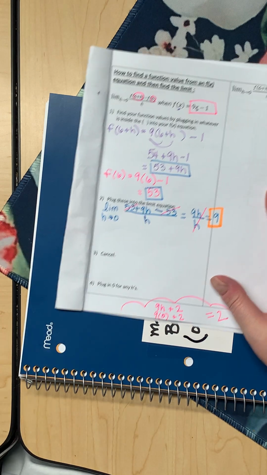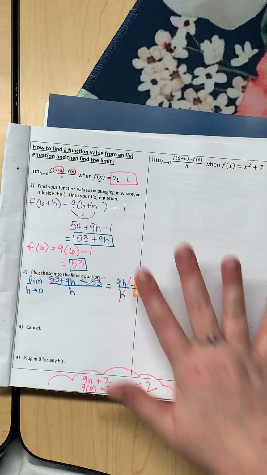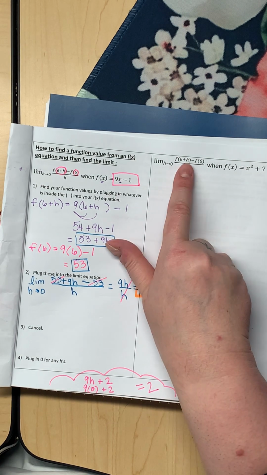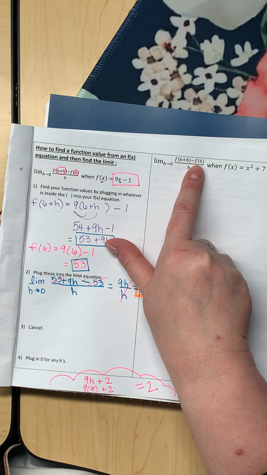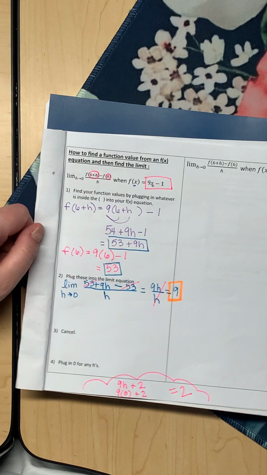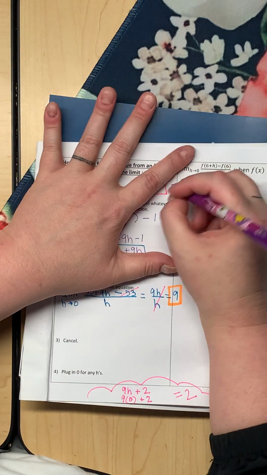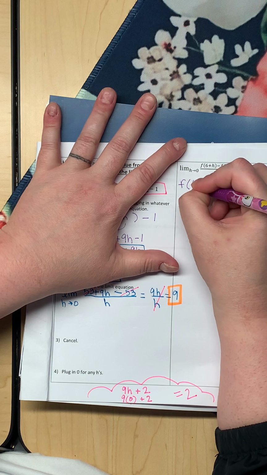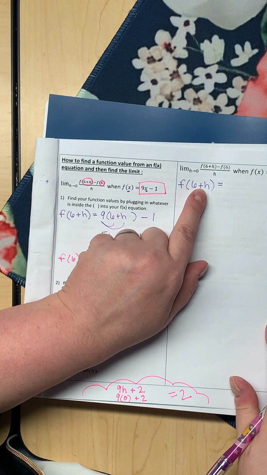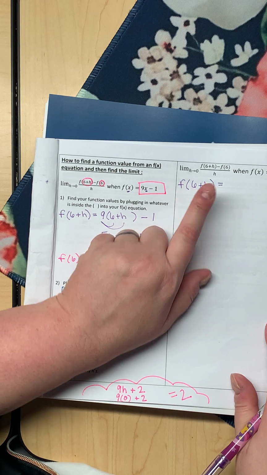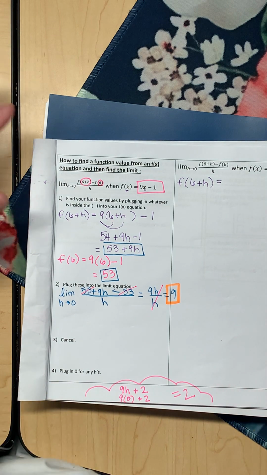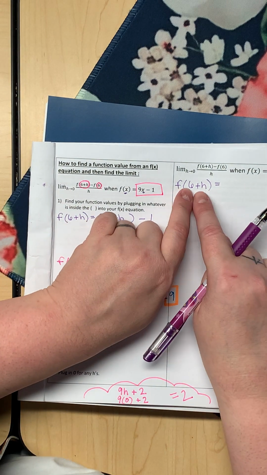Okay, let's do this one over here. This one is way bigger because of that tiny squared up there. But I left the 6 plus h and f of 6 the same. So let's do this sucker. First, we're going to find f of 6 plus h. And it is not always 6 plus h. Sometimes it's 2, sometimes it's 3 plus h. I just left them 6's kind of as an accident. Whoops. Okay, so now we're going to plug in this 6 plus h.